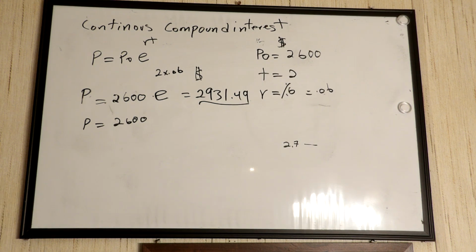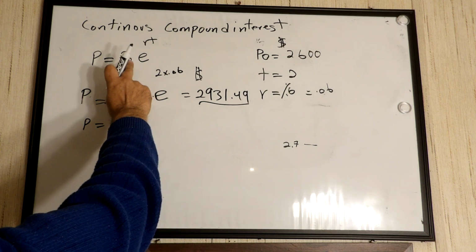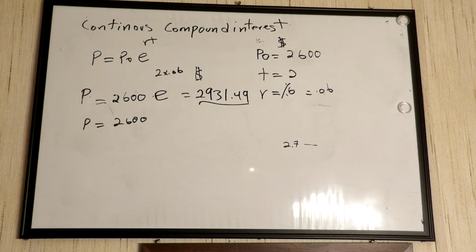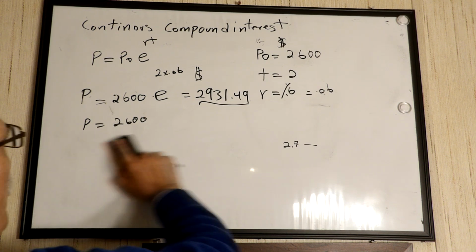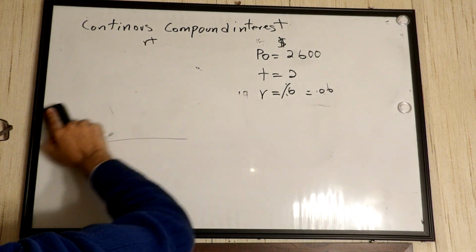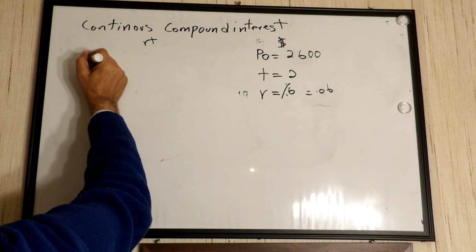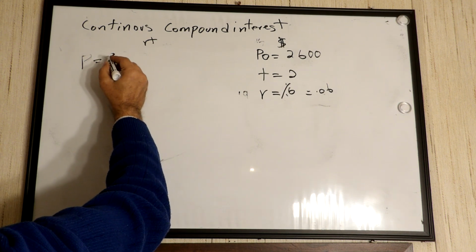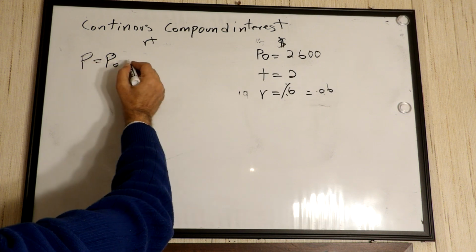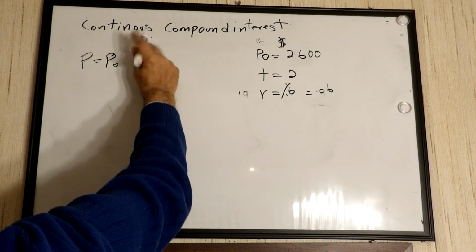So, in the last problem we found P0, and in this one we found P, and sometimes you have to find T. Oh, okay, I should have P equal to P0 times e to the power of RT.